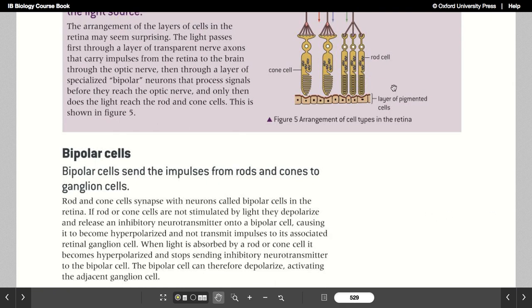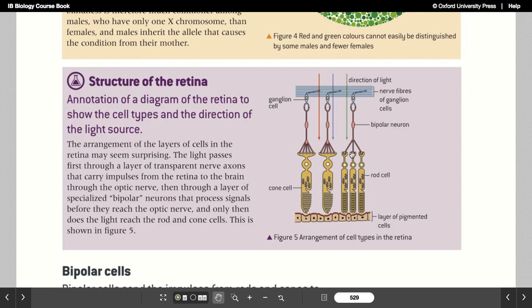So when cones and rods do not receive light, if they're not getting a stimulus, they depolarize, they go up. And when they depolarize, they send an inhibitory neurotransmitter to the bipolar neuron synapse. That causes the bipolar neuron to depolarize, repolarize, and then hyperpolarize. When it hyperpolarizes, it gets stuck in this area where it doesn't send any messages. So if the bipolar neuron doesn't send any messages, the ganglion cells basically say there's no light.